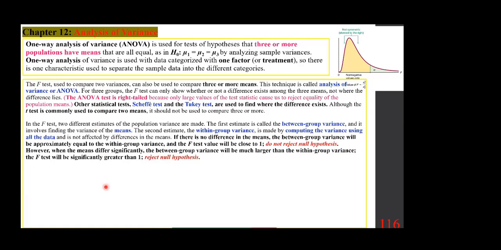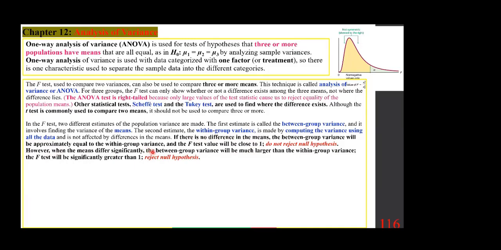In the F-test, two different estimates of the population variance are made. The first estimate is called the between group variance, and it involves finding the variance of the means. The second estimate, the within group variance, is made by computing the variance using all the data and is not affected by differences in the means.